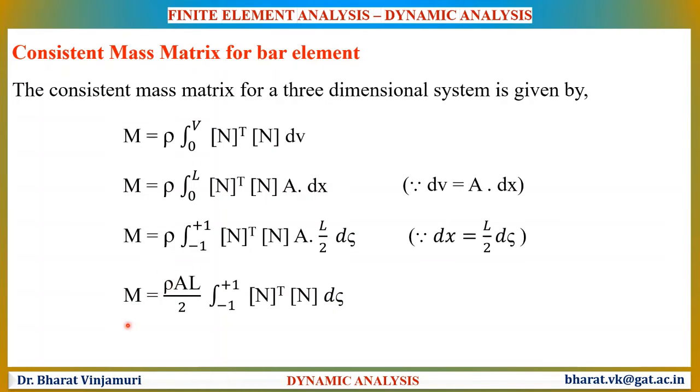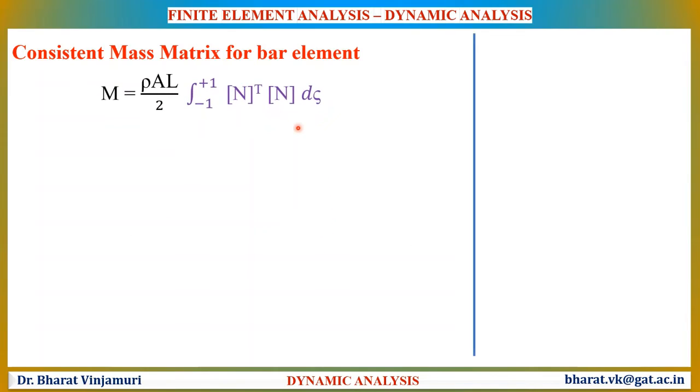So the matrix equation will be equal to rho A L by 2 within the limits -1 to +1. In this case, rho is called the density of the structure material, A is called the area and L is the length. Let's now calculate the value within the integrals.